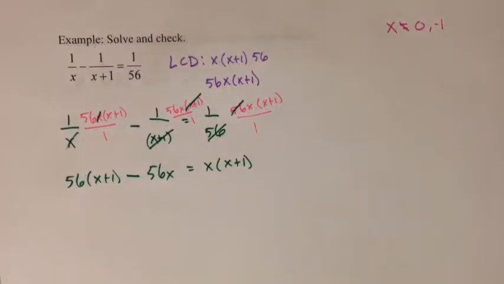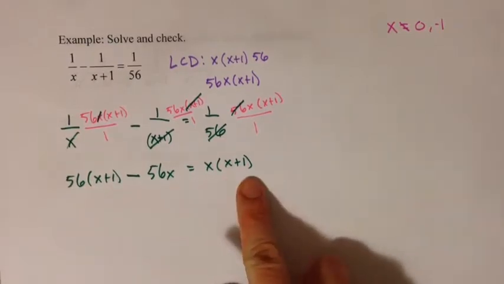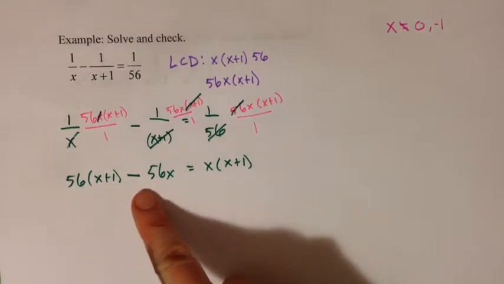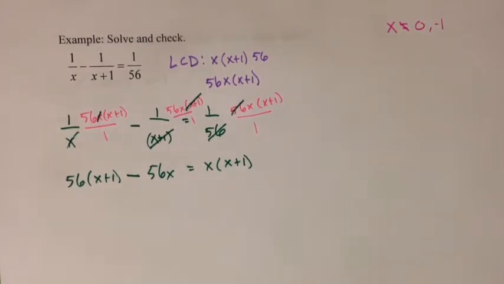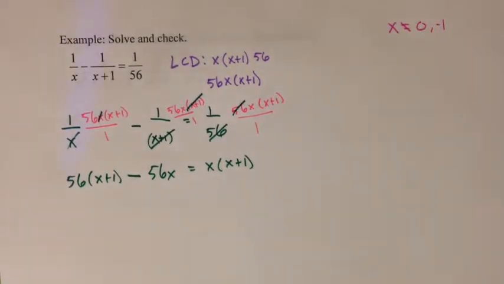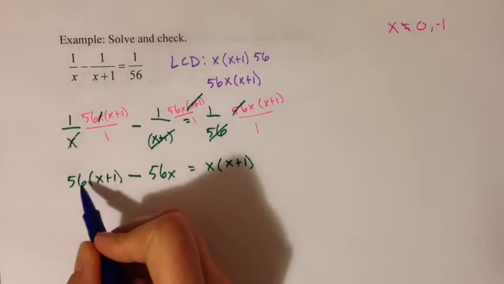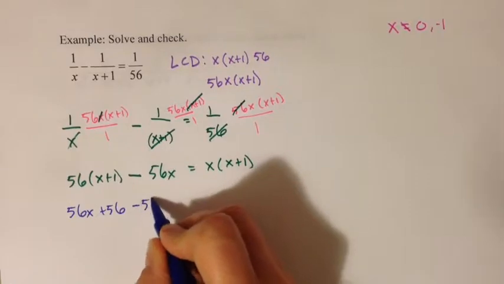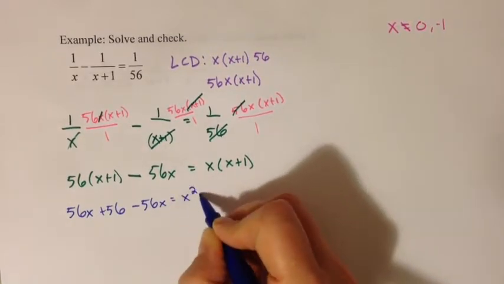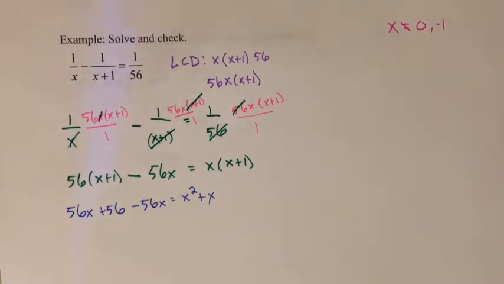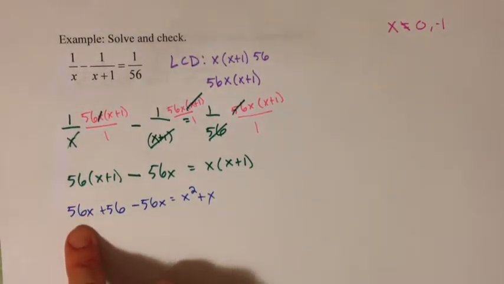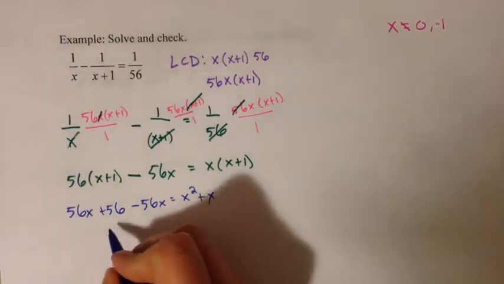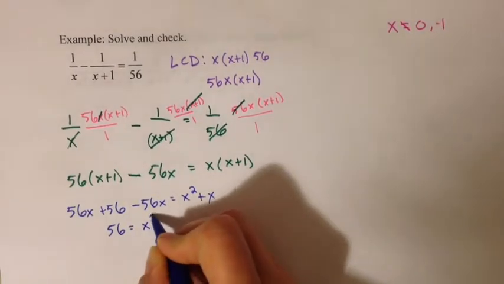Now that we've done all that business of clearing the fractions, we're down to a nice equation that you know how to solve. When you look at this equation on its own, 56 times x plus 1 minus 56x equals x times x plus 1, what's the first thing that you want to do? Hopefully you're thinking distribute. I'm going to write this as 56x plus 56 minus 56x equals x squared plus x. Now I'm going to combine like terms. 56x minus 56x is no x's, so now I have 56 equals x squared plus x.